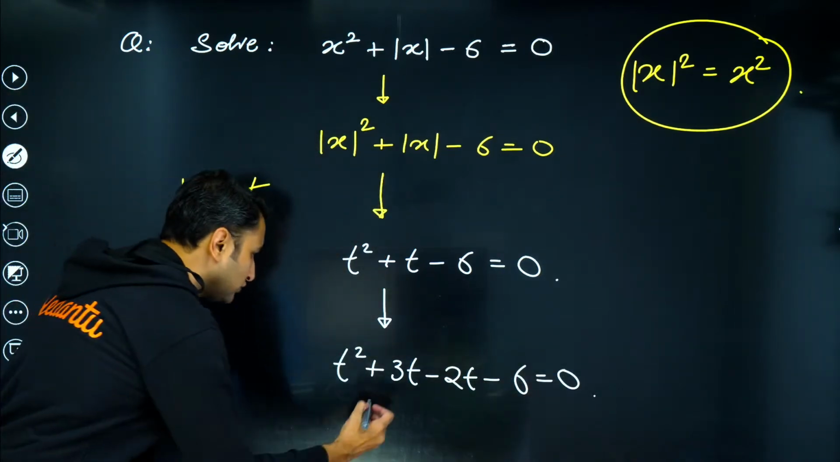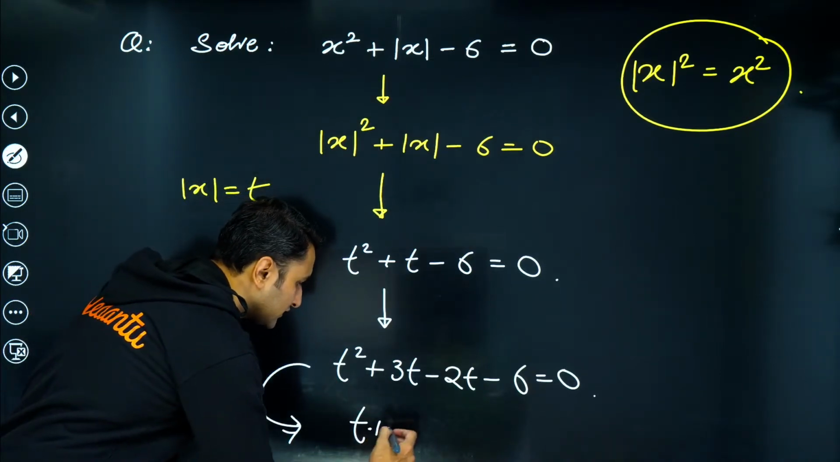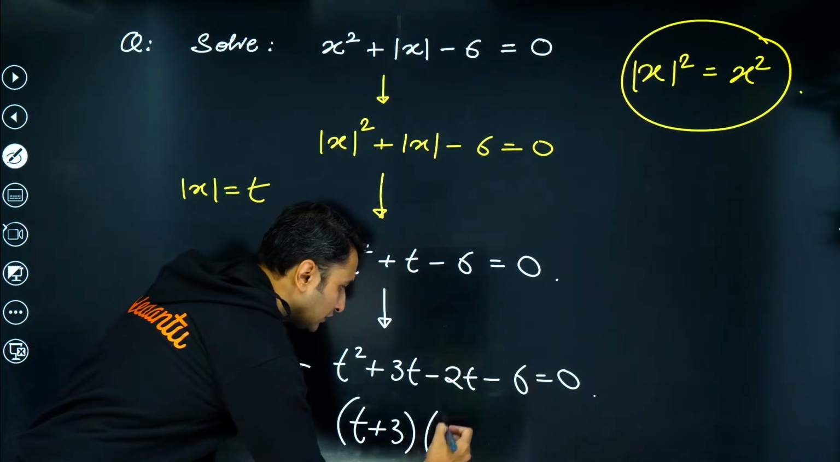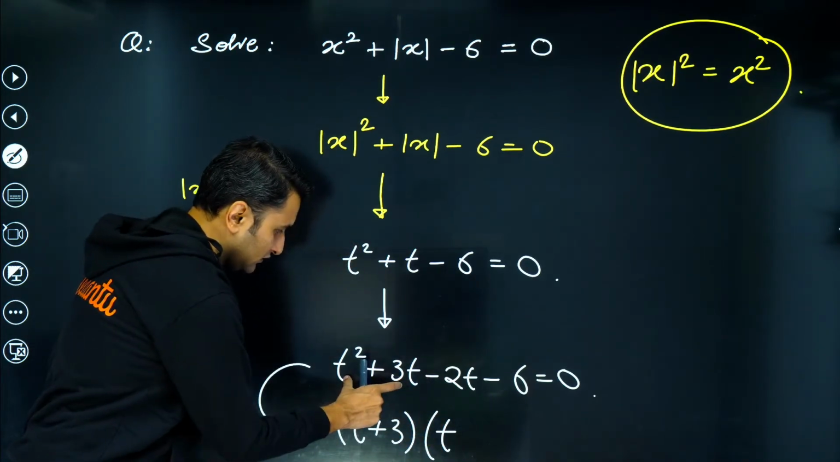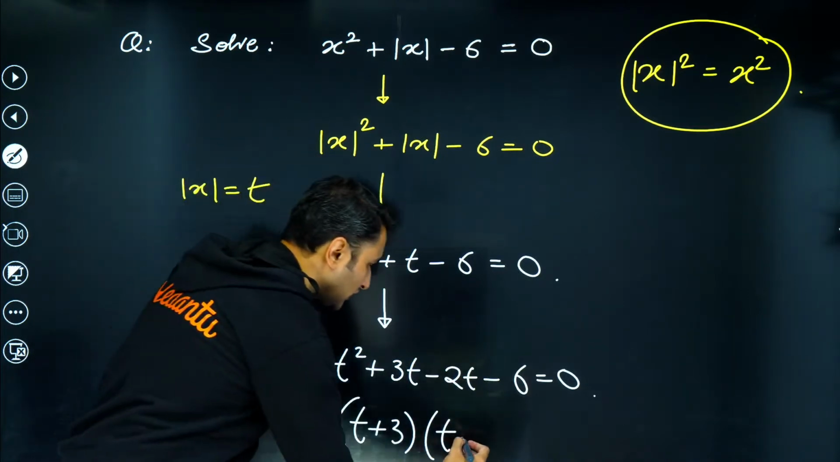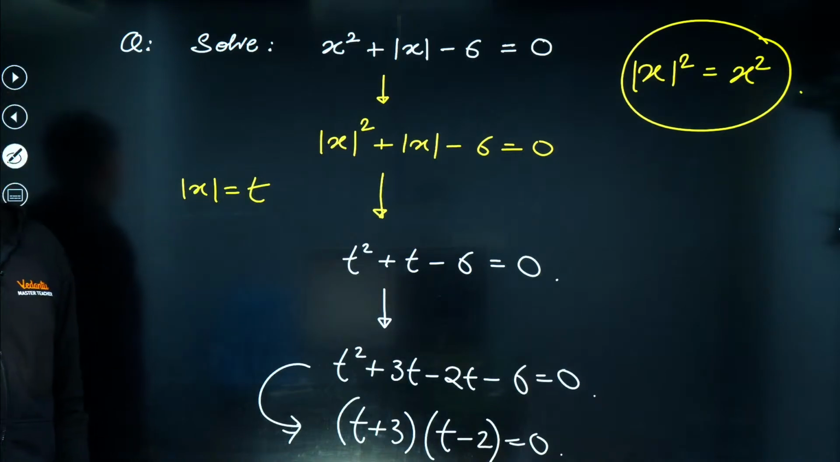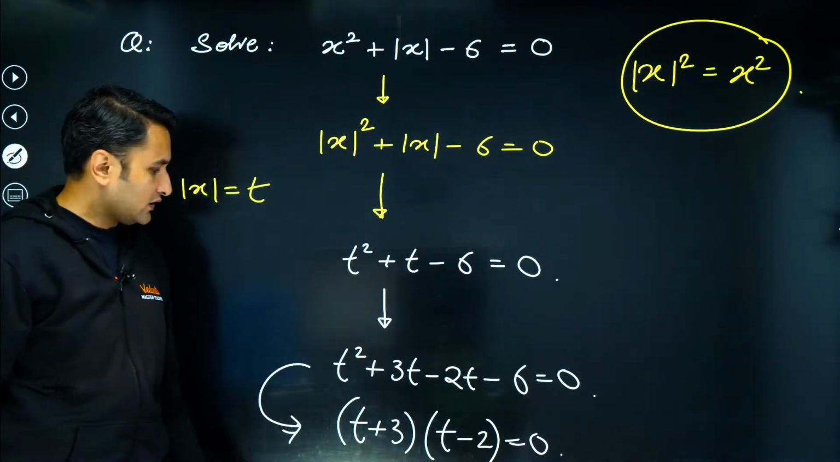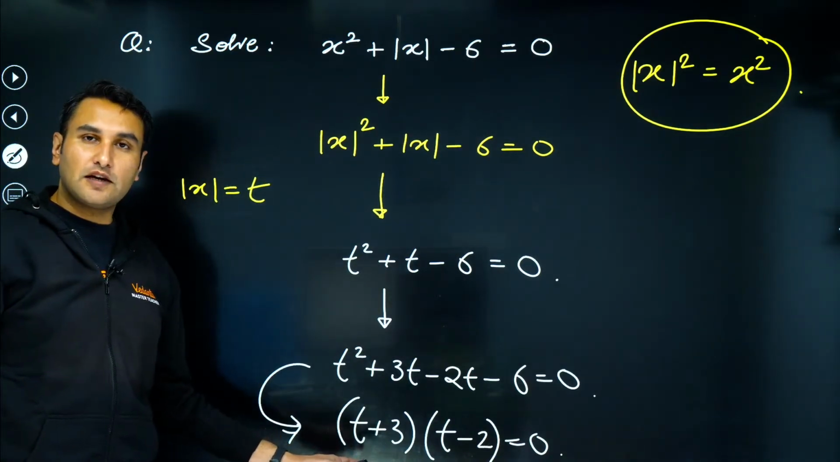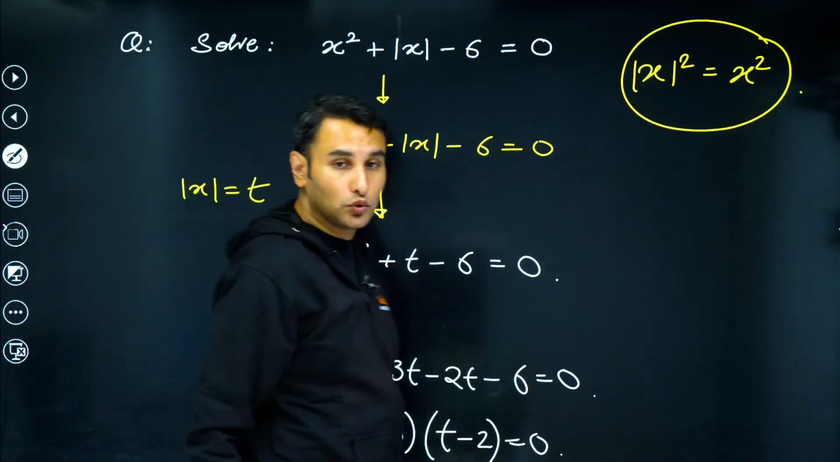This is basics, right? You have done it in your so many previous classes. So this is t plus 3 multiplied by, take t common from here and take minus 2 common from here, right? So t minus 2 equal to 0, as you have written in your chat. Okay? So the values of t are minus 3 and the value of t can also be 2.